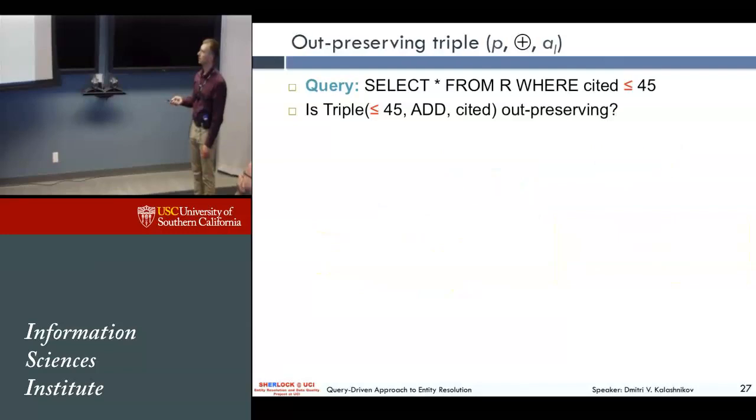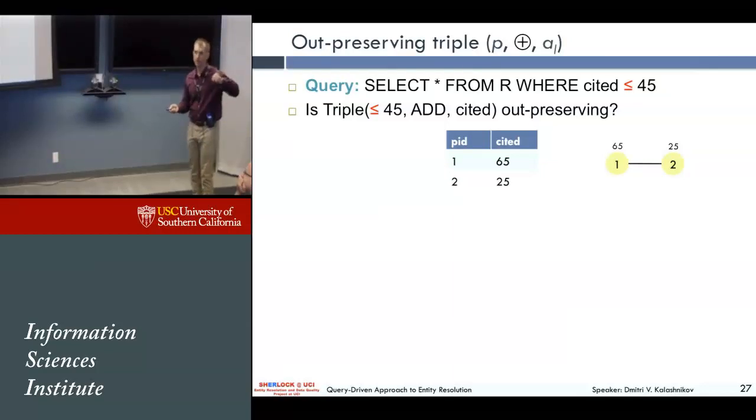So what is out-preserving? Let's say you have a triple like this: less than or equal to 45, additive semantics, and cited. This triple is out-preserving, meaning that once some entity is out of the answer, it will stay out of the answer. Why is it so? Once a paper does not satisfy the 45 threshold, it will keep not satisfying it, because by merging you can only increase the cited count. So that's the idea.